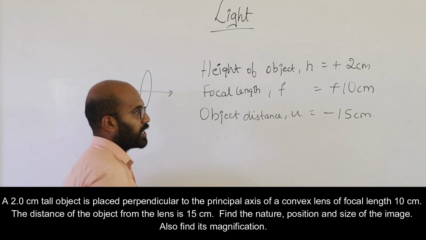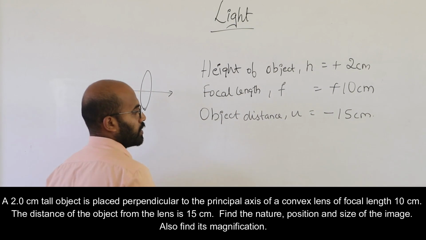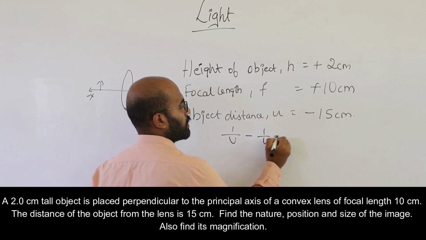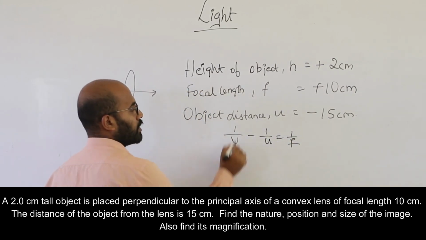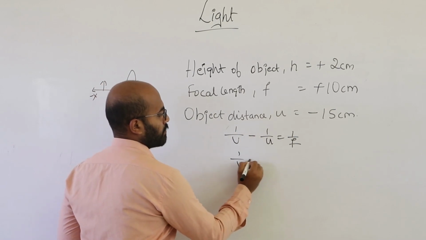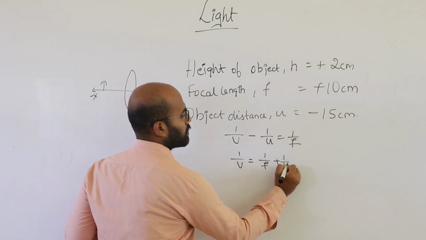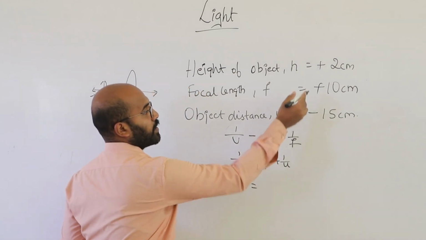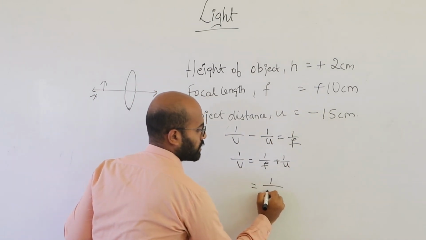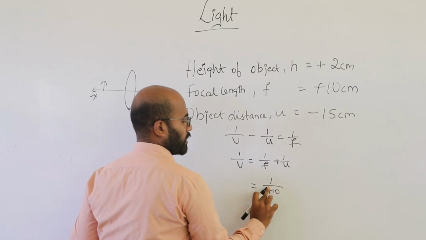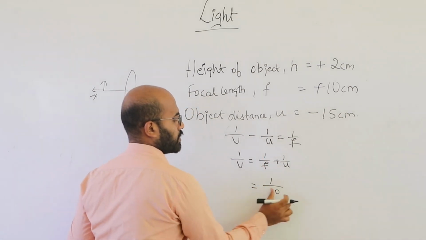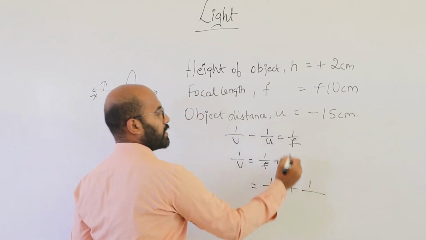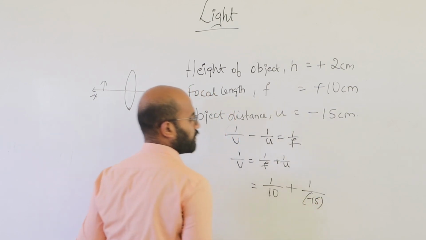So object distance is minus 15 cm. With this, I need to find the image distance. To find it, I need to use the lens formula, that is 1 by v minus 1 by u is equal to 1 by f. So 1 by v is equal to 1 by f plus 1 by u when I take u to the other side. f is plus 10, and u is minus 15.